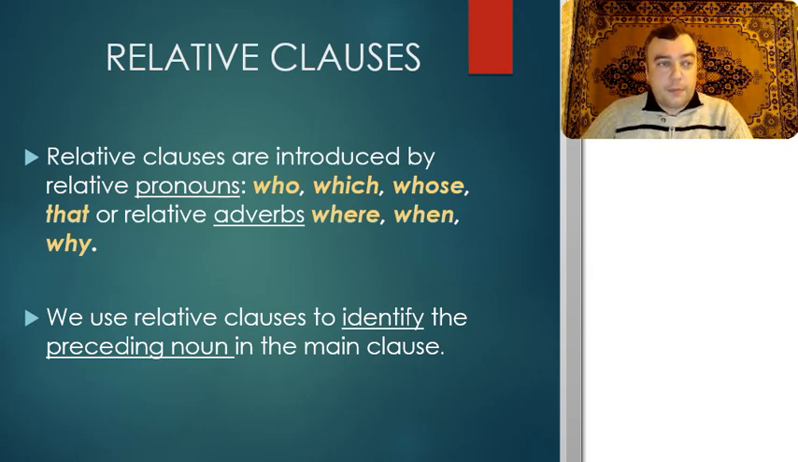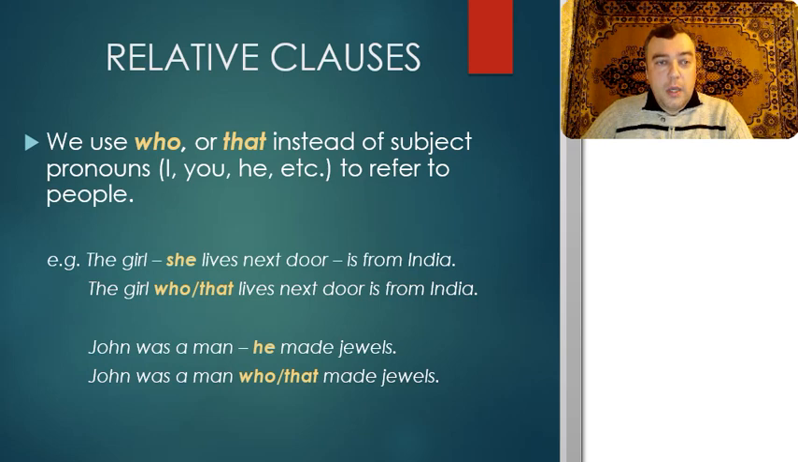So, we use who or that instead of subject pronouns I, you, he, and so on to refer to people. So if we want to give the extra identifying information about a person, and we want to use a relative clause for this, we must use either the pronoun who or the pronoun that in order to begin our relative clause.